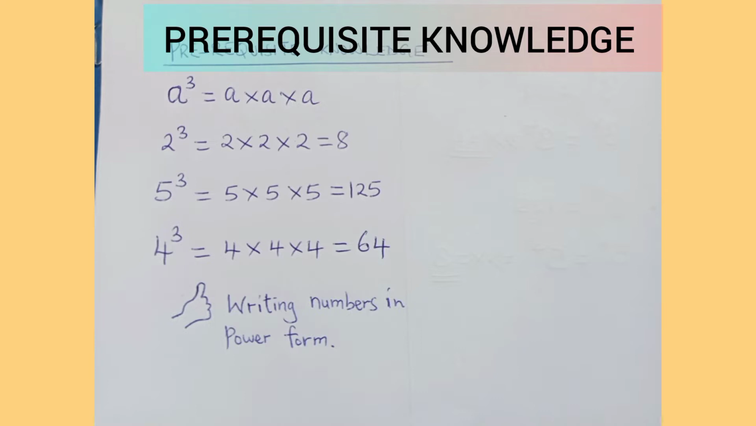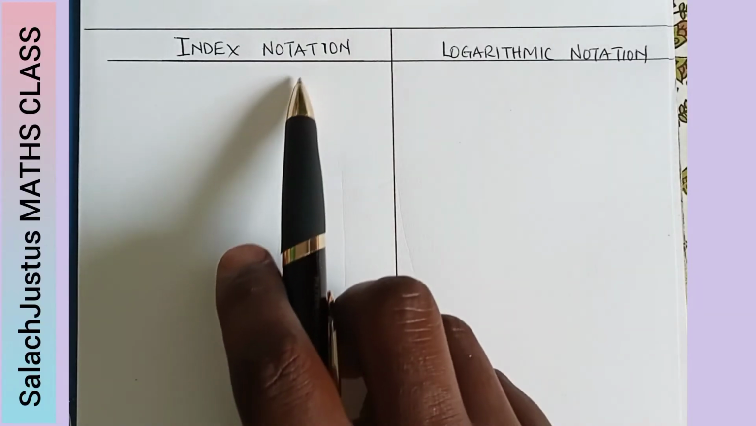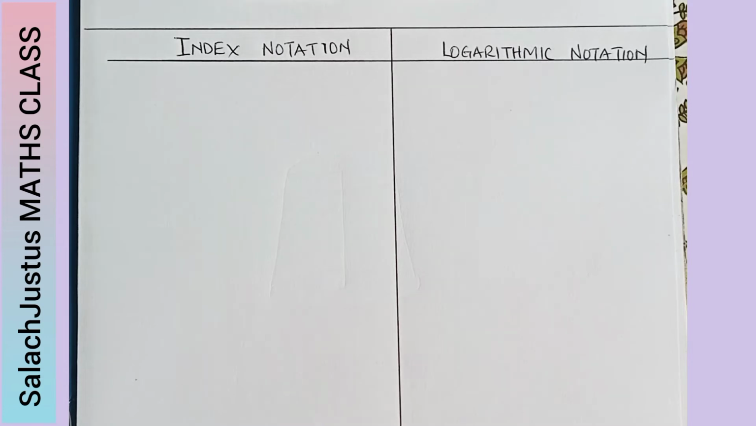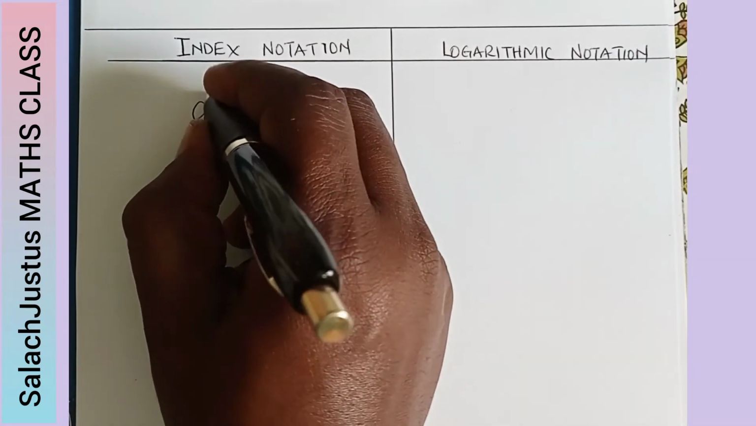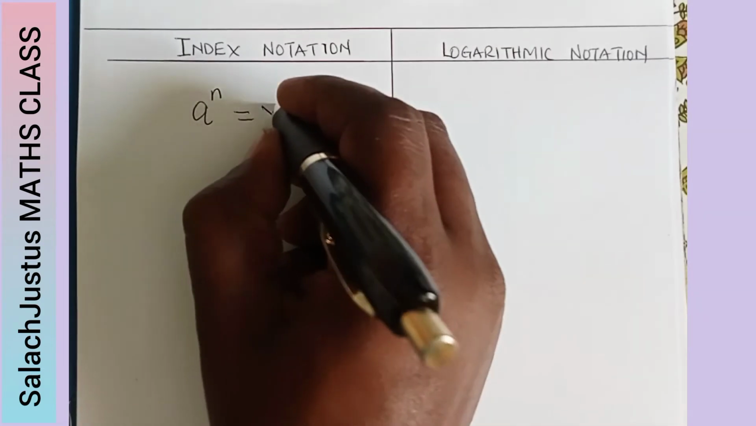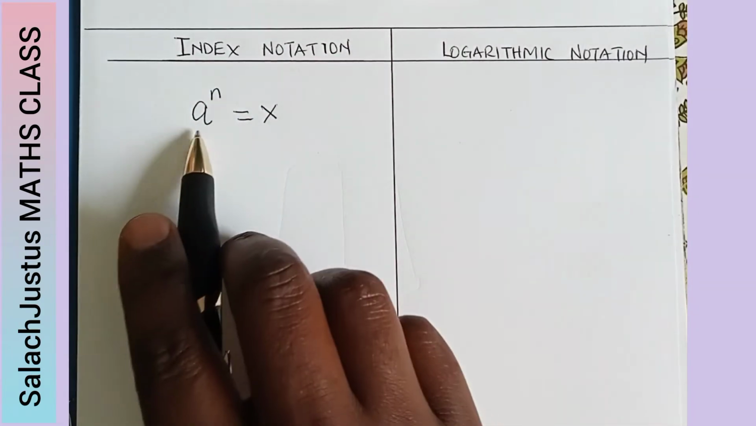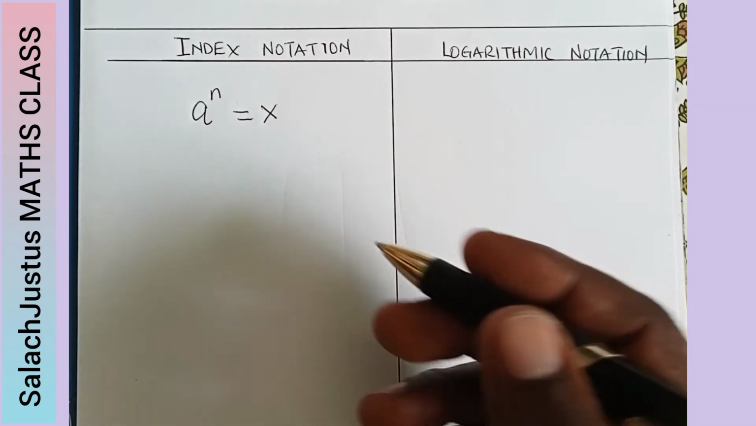This is the prerequisite knowledge we need to have before we start this topic, writing numbers in power form. Look at it as we begin. Today, I want us to look at index notation and logarithmic notation. When we talk of index notation, we write a number a raised to power n may be equal to a number x. So a raised to power n is equal to a number x. That is just a case in general.